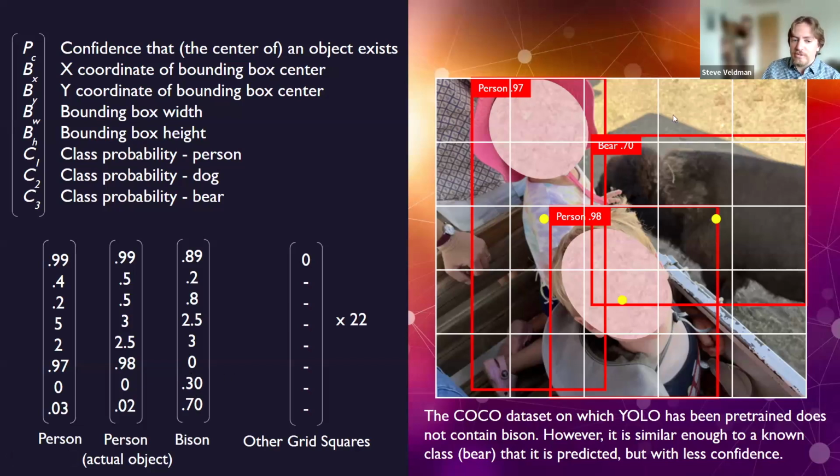And then for the other grid squares, you will still get a tensor, but technically it's probably not an empty tensor because of the way it handles probabilities. But for demonstration purposes, we'll assume this is an empty tensor because we don't really care about it in this context.